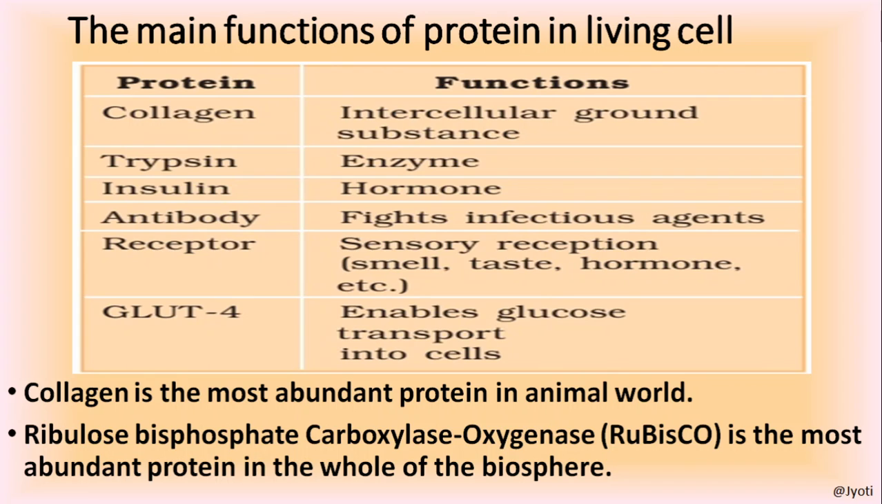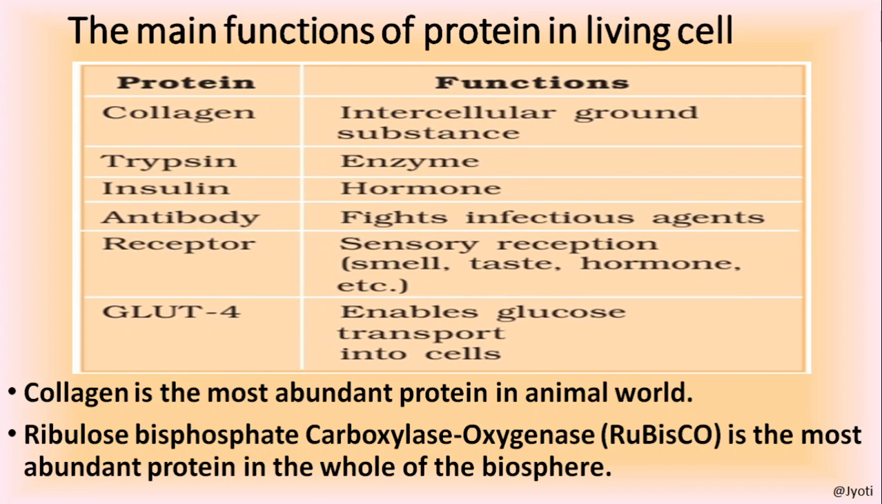Now here we'll discuss some important functions of the proteins in living cells. Collagen forms intercellular ground substance. You know that it is a part of connective tissue. Trypsin is the enzyme which helps in digestion of protein. Insulin is a hormone that controls the blood sugar.